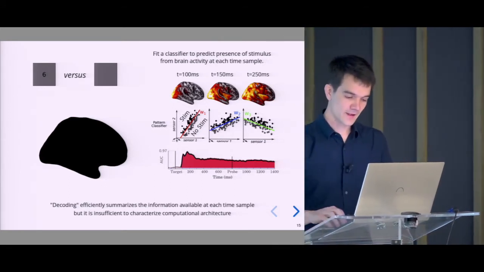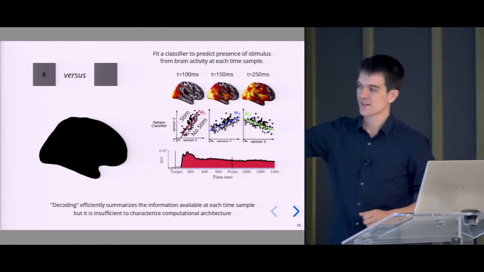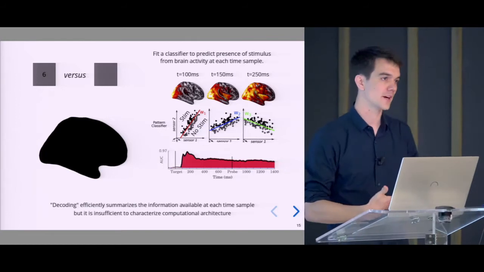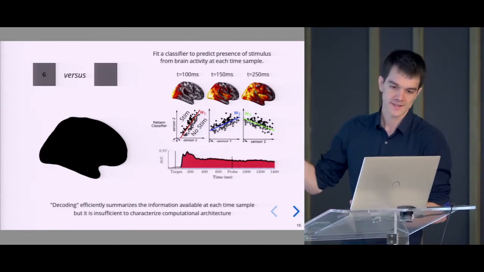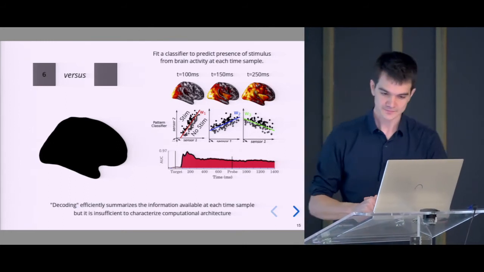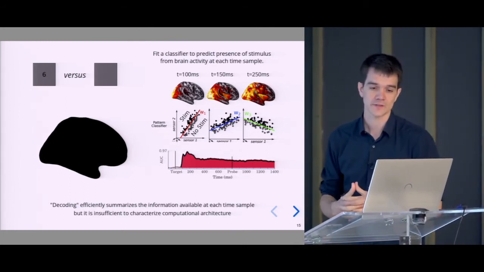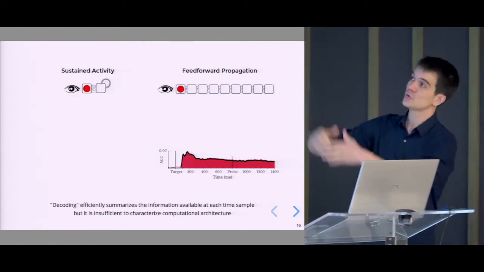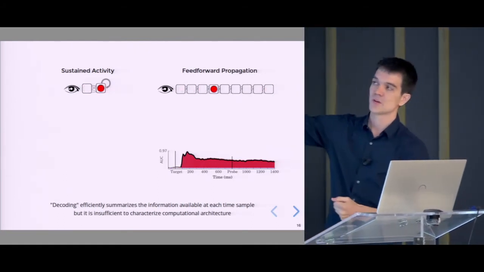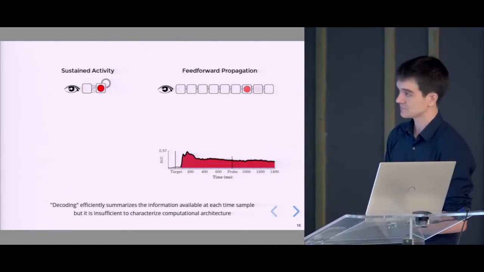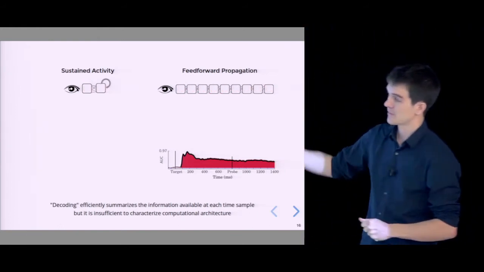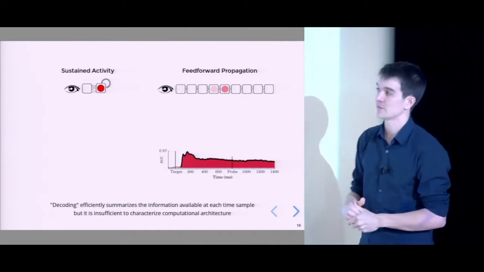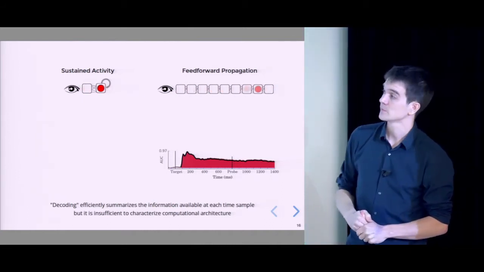Okay, so the purpose of decoding analysis, from my point of view, we don't all share the same feeling, is essentially to summarize the amount of information which is available, in this case, at a given time sample. But it's generally insufficient to characterize a computational architecture that underlies the signal. And to try to illustrate this, let me show you 2 schematic architectures which potentially will be compatible with this decoding score that varies over time. So what we have in terms of an empirical finding is just something that tells us that there is activity for a pretty long amount of time after the stimulus onset that we can decode.